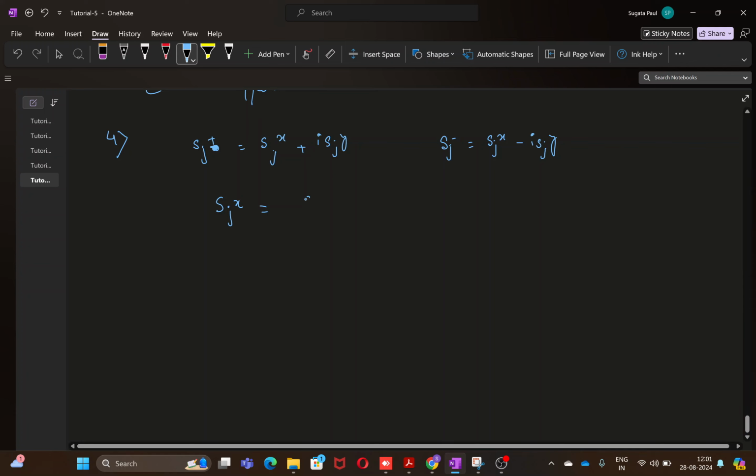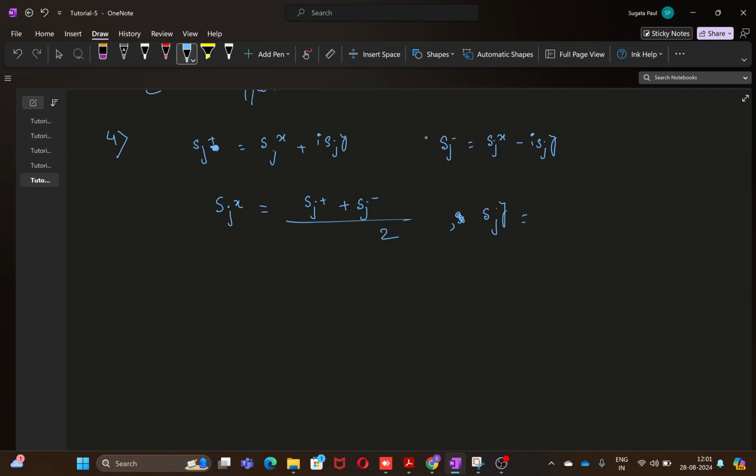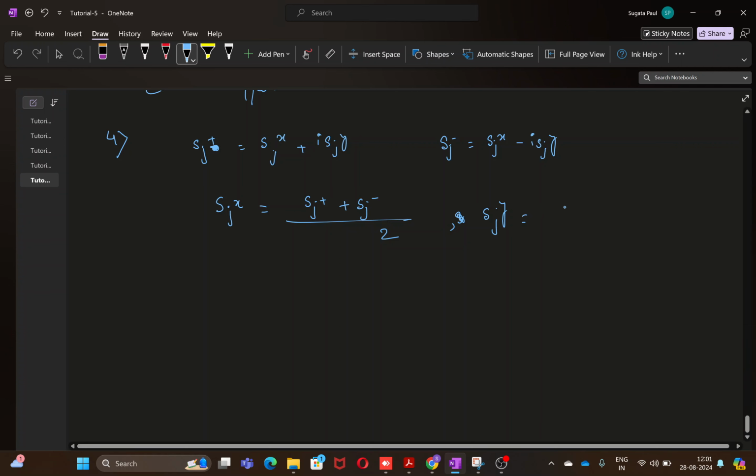So this 2 will come as a division by 2 on the other side. So this is S_j plus S_j minus by 2. Similarly, you can take out what your S_jy value is in terms of S_j plus and S_j minus. If you subtract these two terms, the S_jx and S_jx will cancel out each other, but the i S_jy with the minus of minus i S_jy will give you a 2i S_jy. So basically you will have a 2i in the denominator. So you will have S_j plus minus S_j minus by 2i, right?